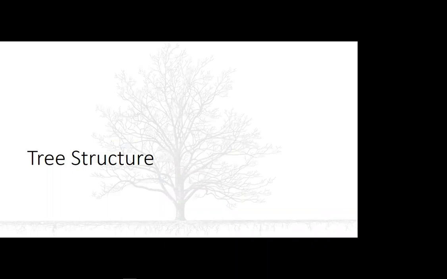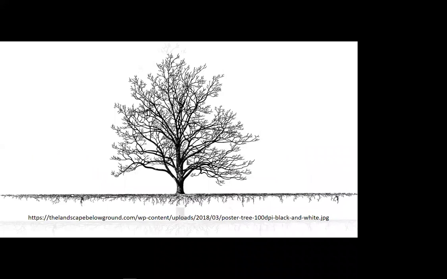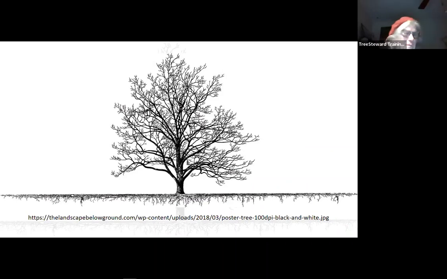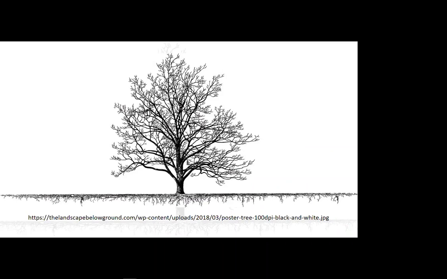So we're going to start talking about tree structure. Now, this is what trees aspire to. This is from a program called the Landscape Below Ground at Morton Arboretum. And as you can see, the tree canopy and the root system, at least of the trees we're talking about tonight, are dendritic. And that means that they branch. They go from big pieces to little pieces, or little pieces merging into and eventually forming a big piece we call the trunk of the tree.